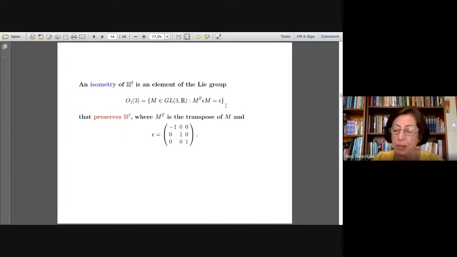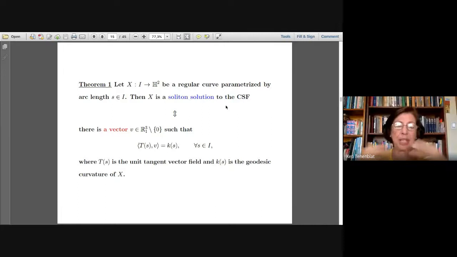Okay, so first I will tell you the results, and then I will give you an idea of how the proof goes. What we did was to prove that a regular curve on the hyperbolic plane parameterized by arc length is a soliton solution to the curve shortening flow if and only if there exists a non-zero vector V on the Minkowski space such that the curvature of the curve is given by the tangent vector field times V. This inner product is on the Minkowski space. Here is the geodesic curvature, and V is a vector that will exist if you want to work with a soliton solution.